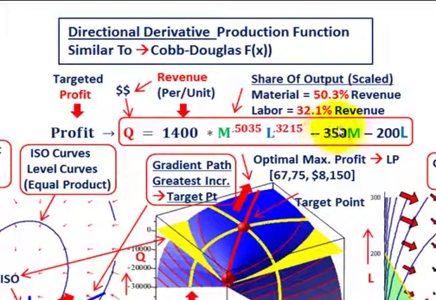But we're also going to include in this production function the cost. So on a per unit basis, we're going to have $350 per unit of material that goes into our product, and then $200 per unit of labor that goes into our product. So this is our cost, $350 in material per unit and $200 in labor, and that's being subtracted from our revenue per unit, $1,400 times our exponents for material and labor, and that equals our profit.